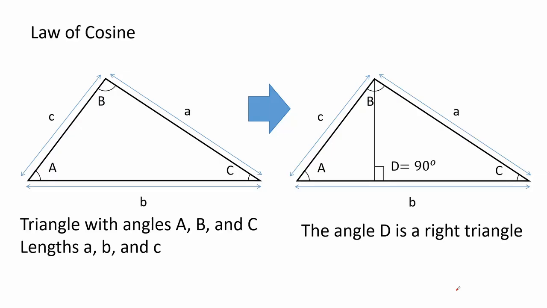The lengths are also indicated here with the small letters a, b, and c. Cutting through the angle is the line BD, which forms a right triangle with the angle D equal to 90 degrees.